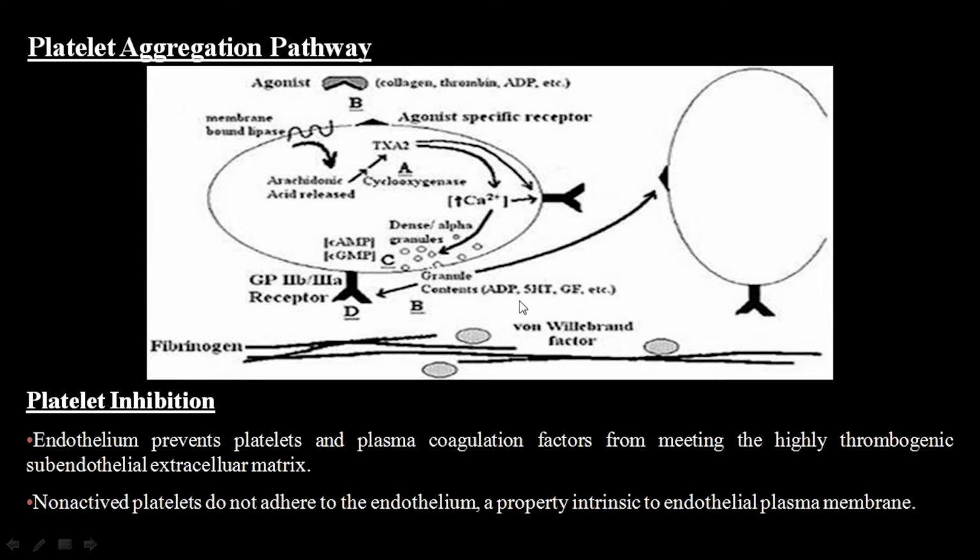Now let's look at another example. Platelet aggregation is a very serious issue which leads to thrombosis. Platelet inhibition: the endothelium prevents platelets and plasma coagulation factors from meeting the highly thrombogenic subendothelial extracellular matrix. Non-activated platelets do not adhere to the endothelium, but activated platelets adhere. That's the big problem.